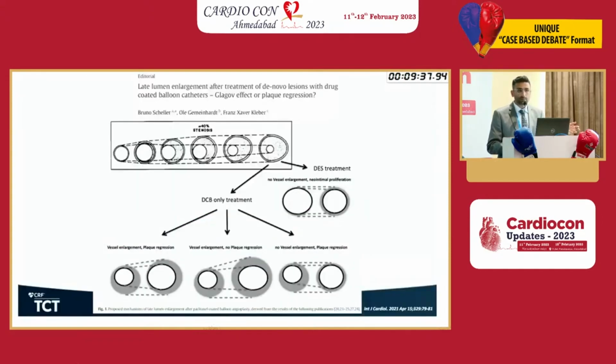This has been explained by Dr. Kleber: in a DES there is no vessel enlargement, there is no luminal gain, and there is only luminal loss, which occurs because of the neointimal proliferation. While in DEB you can have vessel enlargement and plaque regression, or vessel enlargement only with no plaque regression, or no vessel enlargement and only plaque regression. So these three factors contribute to a luminal gain in DEB.